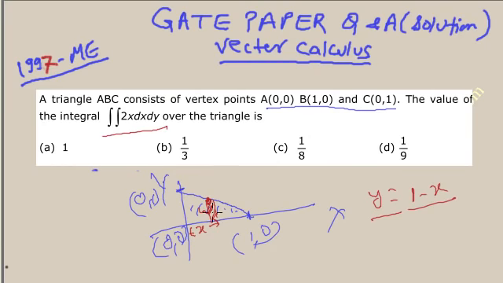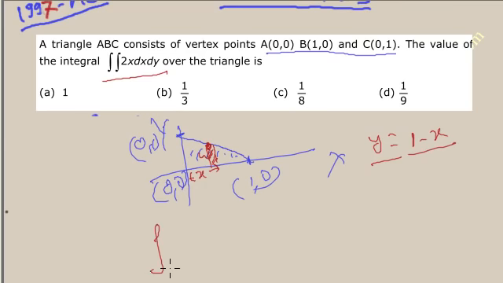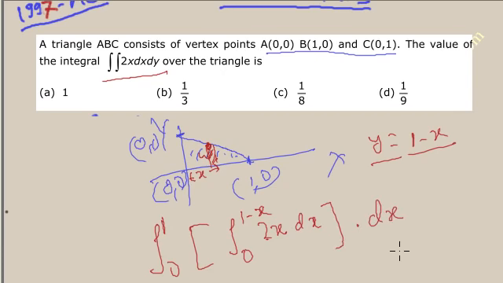Okay, so for this strip what is changing? Only y is changing, so you take dy first. So you can write it as integration of 0 to 1, first integrate 0 to 1 minus x of 2x dy, and then integrate it with respect to x. Sorry, this is dy.